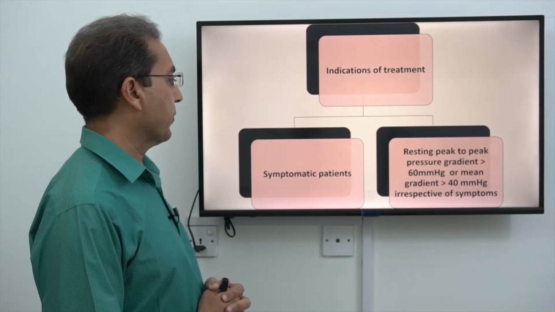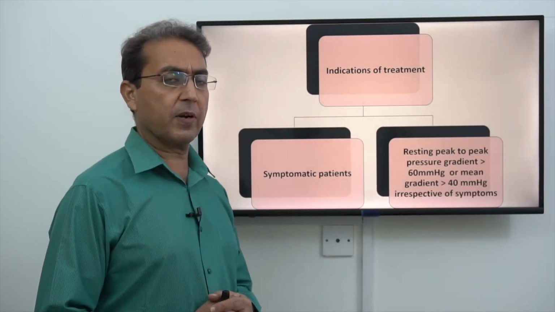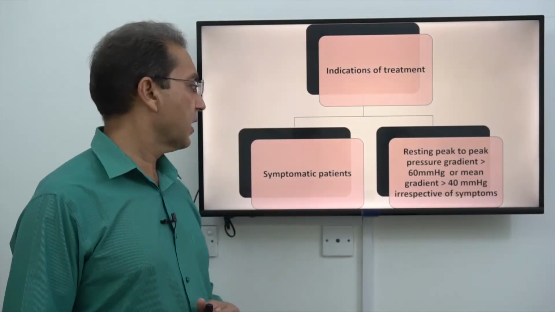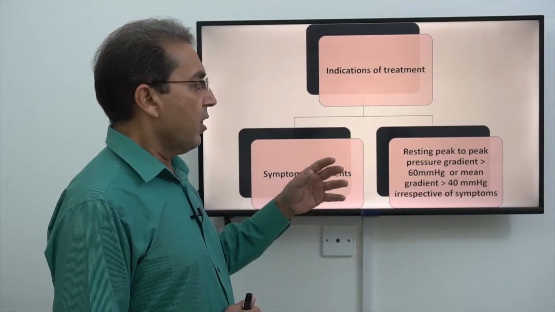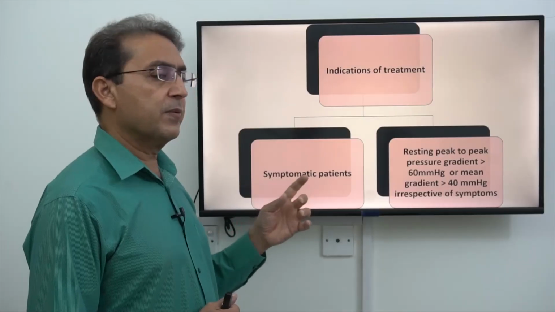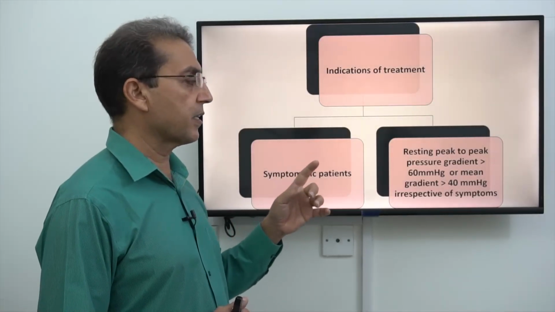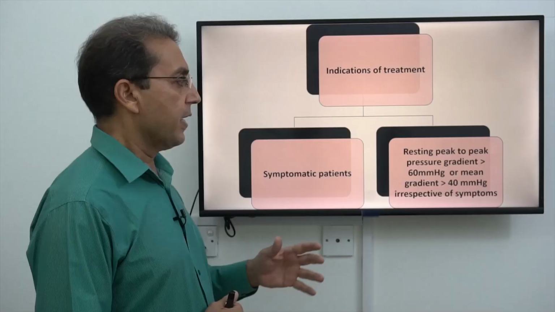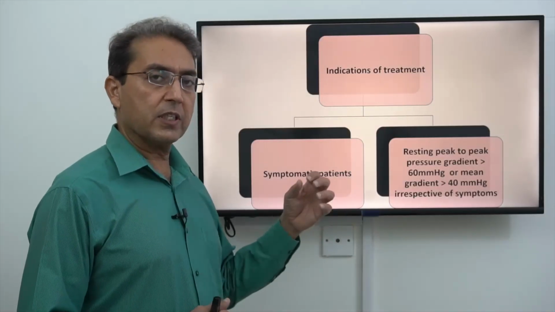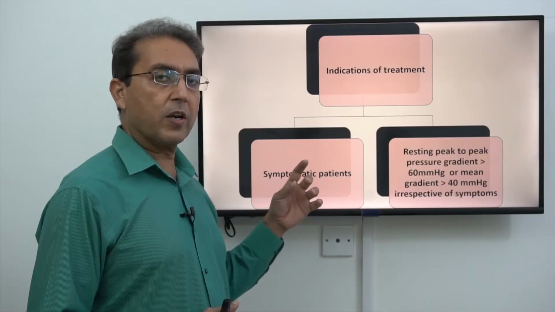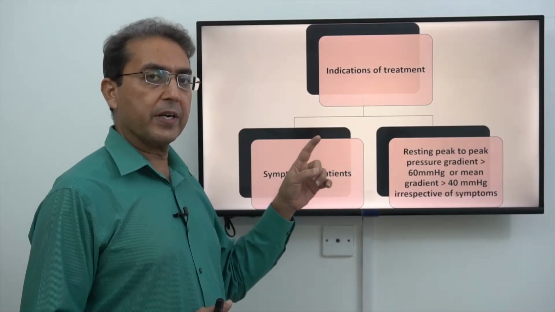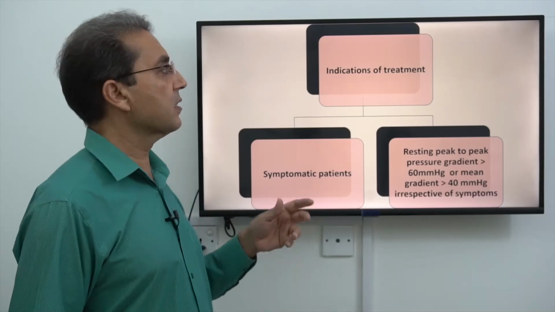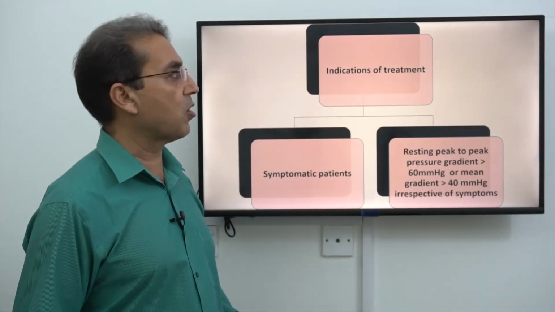Now, what are the indications for treatment? Any patients who are symptomatic, who develop symptoms, for example chest pain or syncope or features of right heart failure, treatment is indicated. The other parameter is if the resting peak to peak pressure gradient is greater than 60 millimeters, or the mean pressure gradient is more than 40 millimeters, irrespective of the presence of symptoms. So this is an indication. If the patient is symptomatic, or if the peak to peak pressure gradient is 60 millimeters, or if the mean pressure gradient is more than 40 millimeters, this is an indication for treatment even if symptoms are not present.